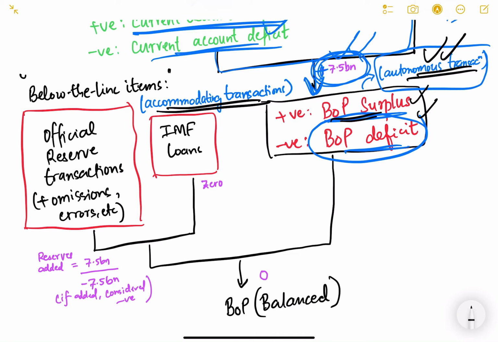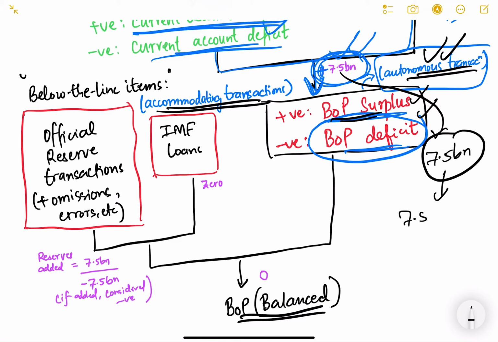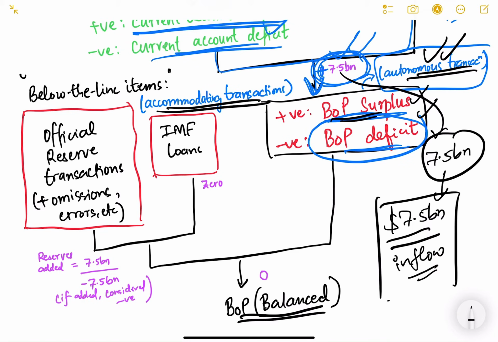There are some accommodating transactions also. So now what happens, just in order to make this BOP zero, actually BOP balance, see here this 7.5 billion is plus. What does this indicate? It indicates that $7.5 billion is a net inflow in our country. इतना foreign capital हमारे इंडिया में net आ रहा है. This is net foreign capital that is coming into our country.